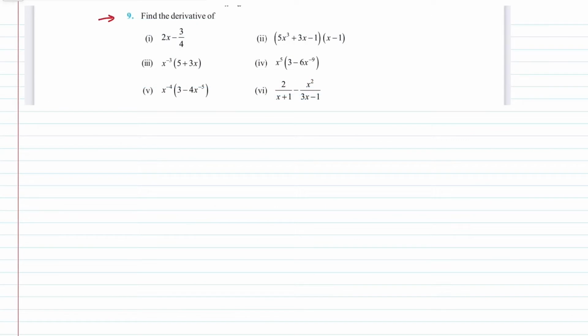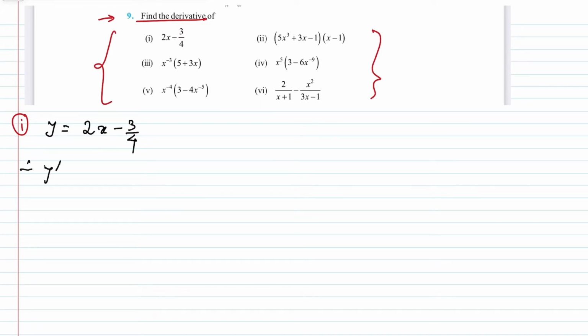Now let us solve question number 9. Here we need to find the derivative of these functions given here. So the first one is y equal to 2x minus 3 by 4. You can write f of x instead of y also. And therefore y dash means derivative of this function, or you can write dy by dx. Both of them mean the same, so you can write only one of these two.